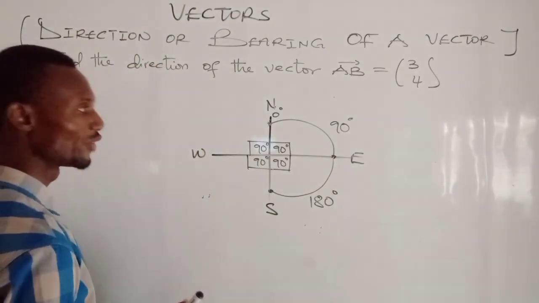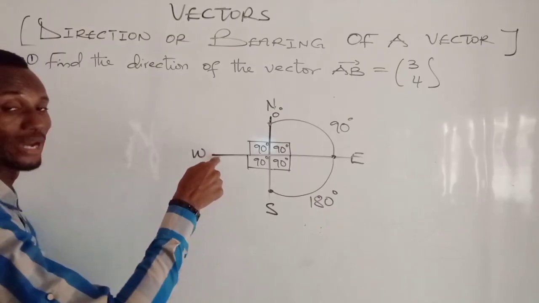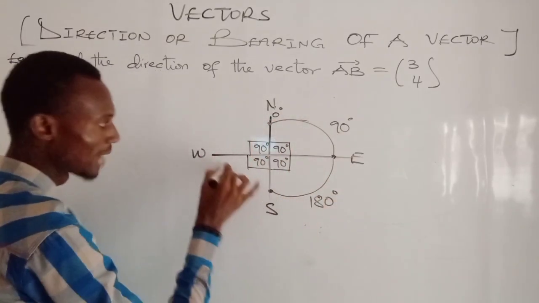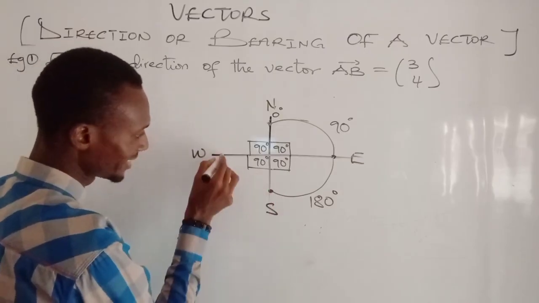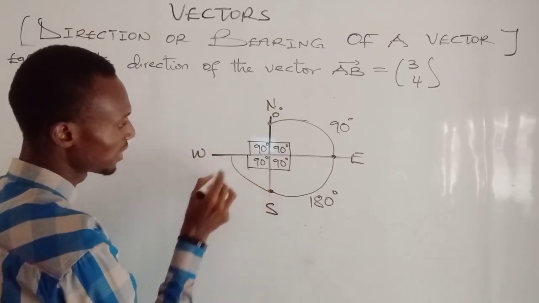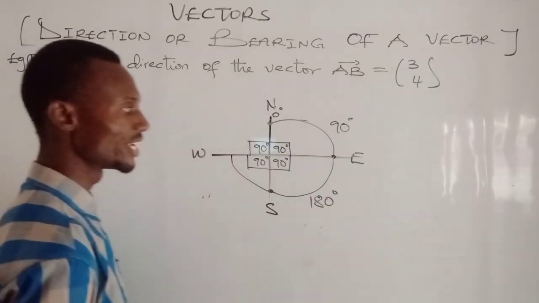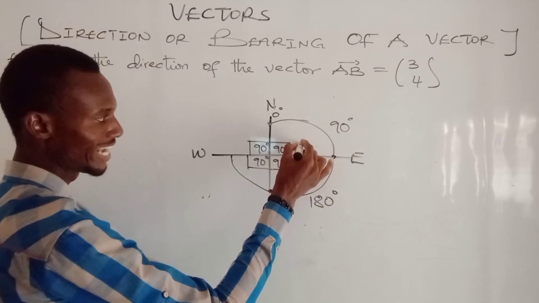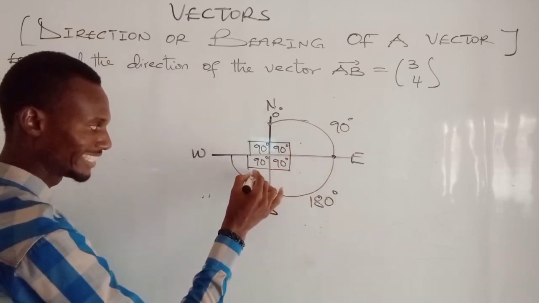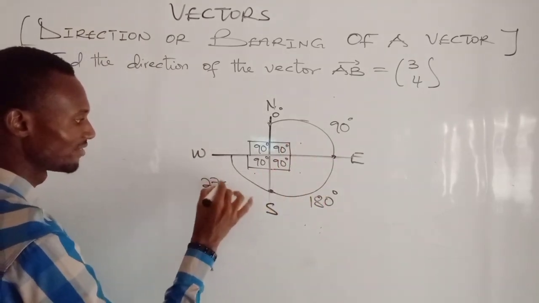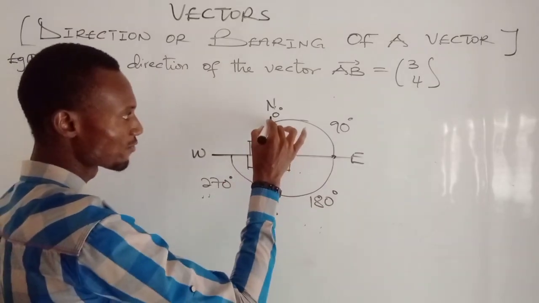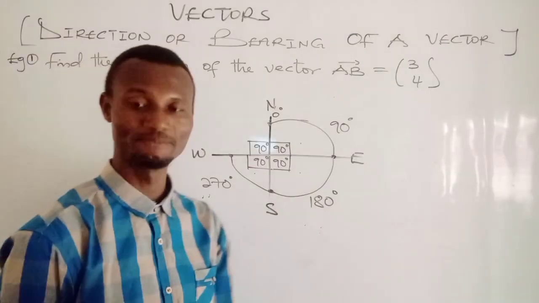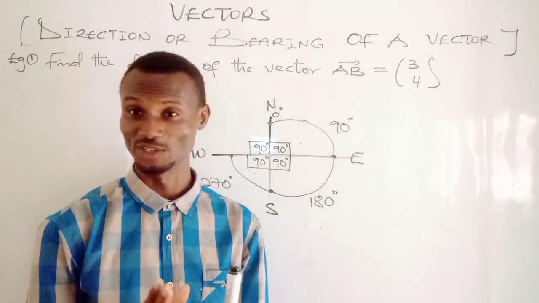Assuming that I want to read again from the north up to the west, this point W, I read from here and continue up to the west. That is going to give me 270 degrees. Why? Because it's going to be the 90 here plus the 90 here plus the 90 here. So that will give me 270 degrees when I read from the north up to the west. I hope the explanation is clear enough up to this point.